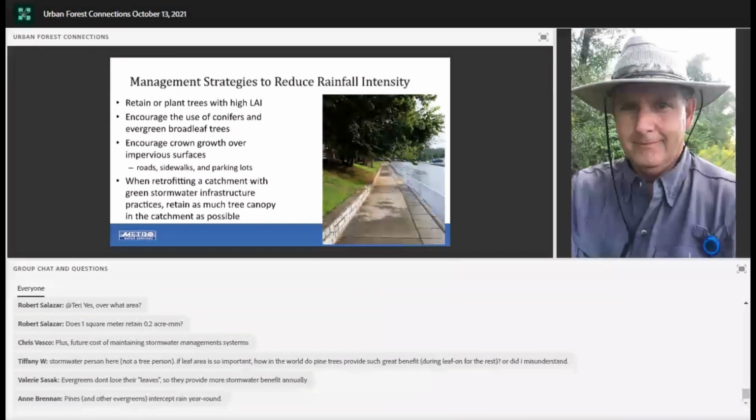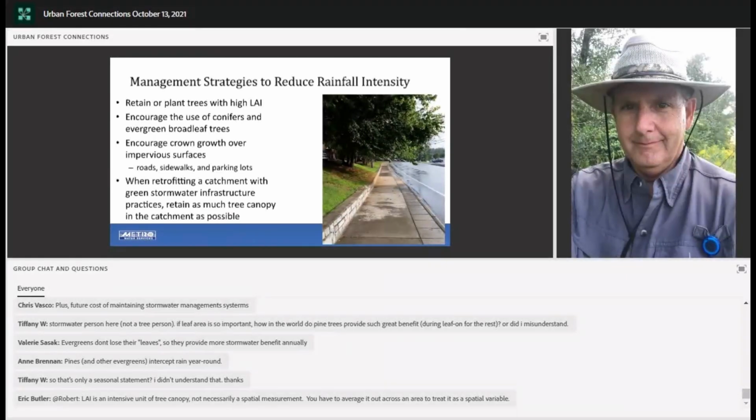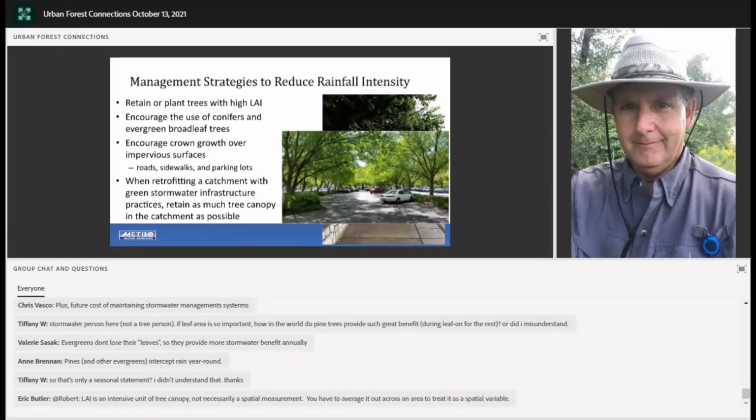So other strategies to help to reduce rainfall intensity is retain or plant trees with a greater leaf area index. Again, encouraging the use of conifers and evergreen broadleaf trees is a good one. Encouraging crown growth over impervious surfaces, because it's those impervious surfaces that you get very little stormwater benefits. That water just runs right off. So if we can use this tree canopy cover over impervious surfaces, like the image on the right, we can help to reduce some of that runoff and the intensity of that water. And then also, when considering retrofitting catchments with green stormwater infrastructure, if you can, retain as much tree canopy cover in that catchment as possible, and use that canopy cover to reduce that intensity to that GSI practice. That will help maximize infiltration within those practices.